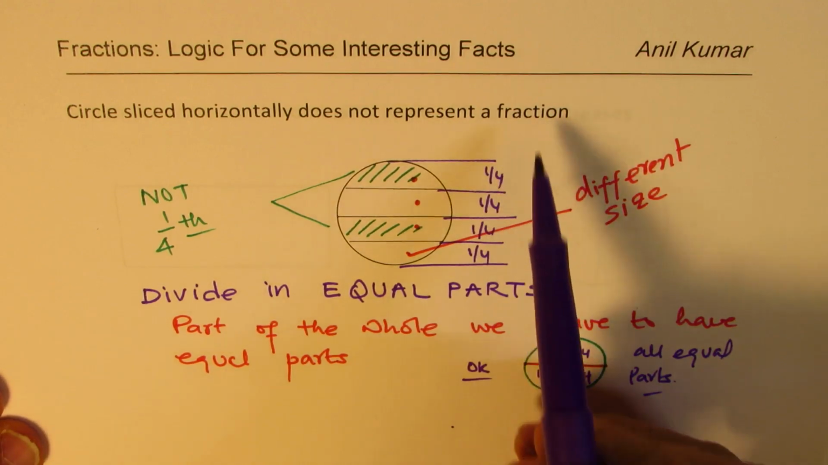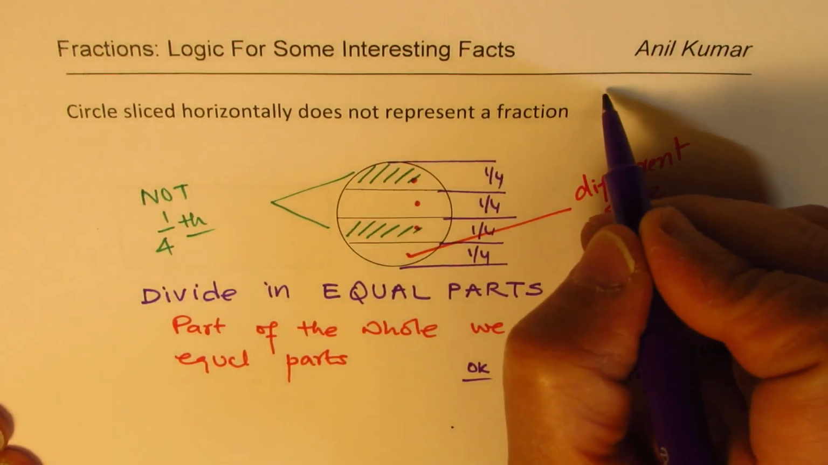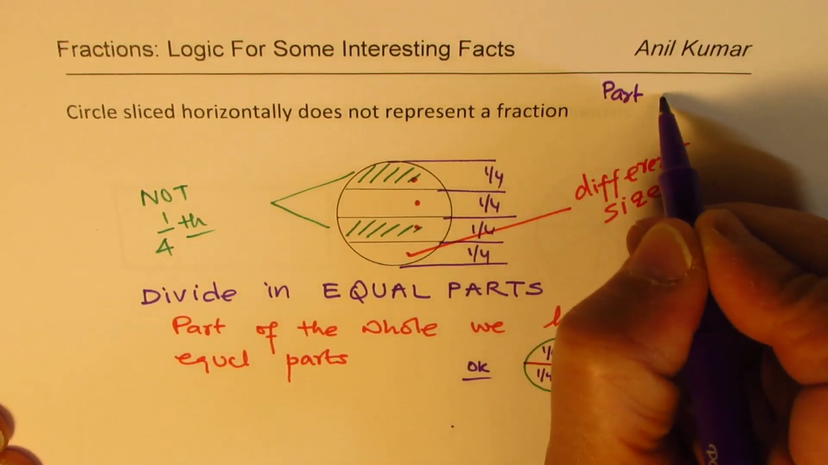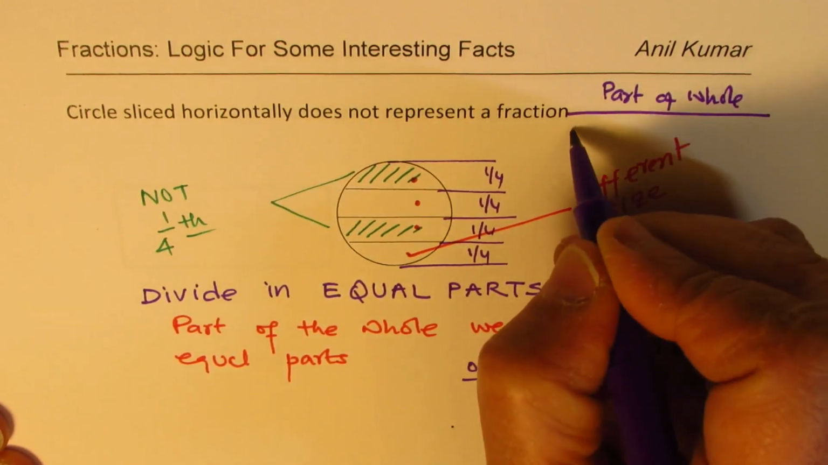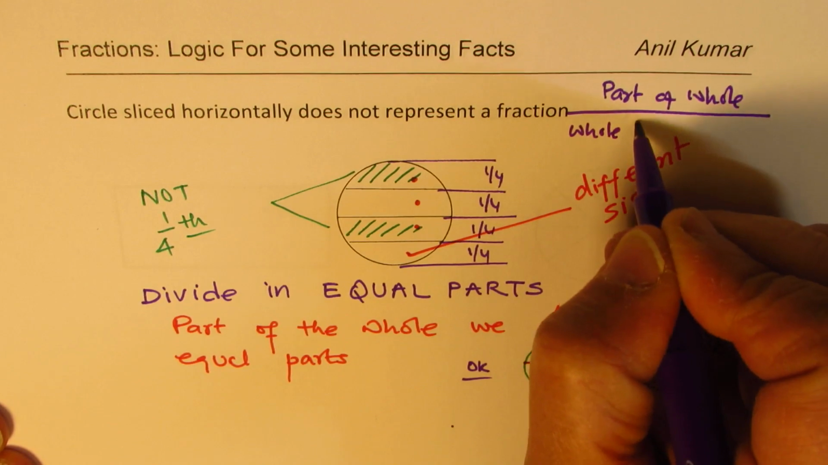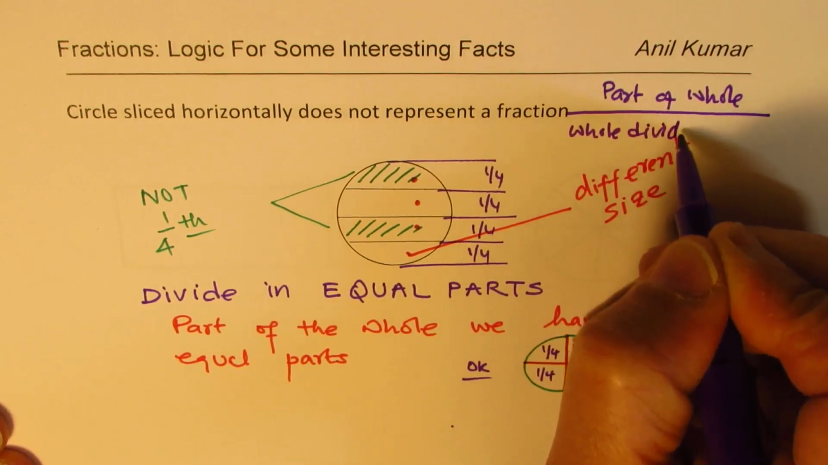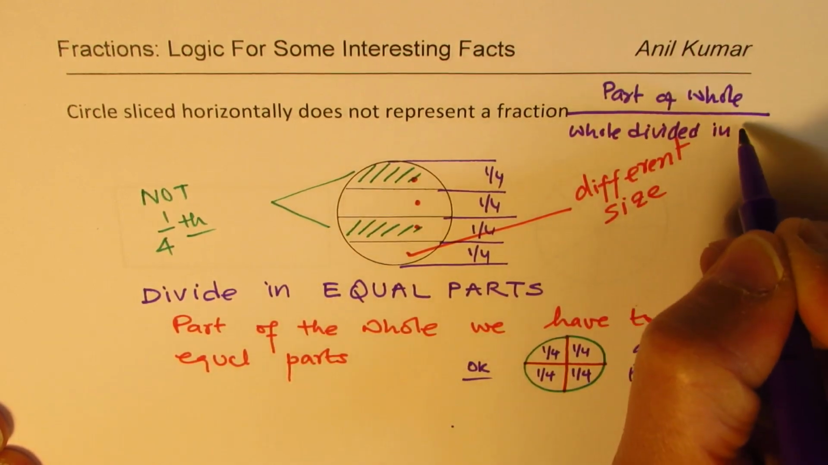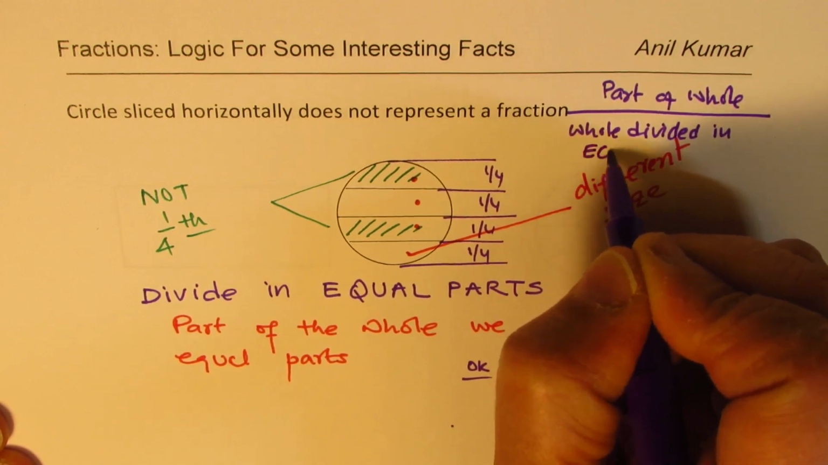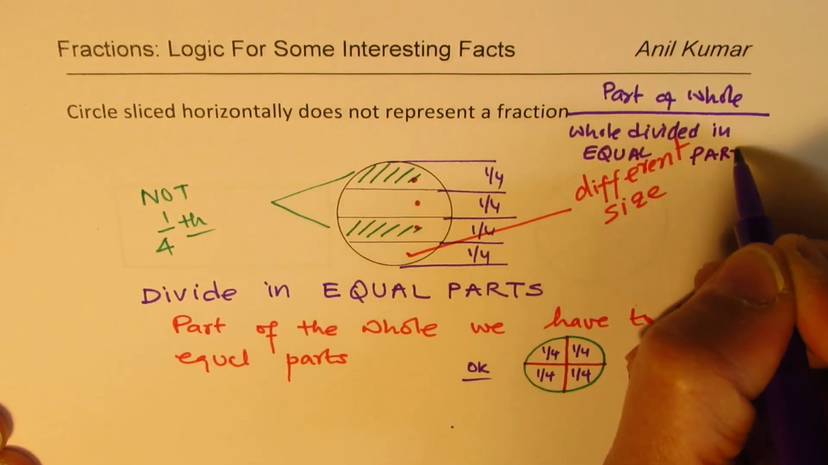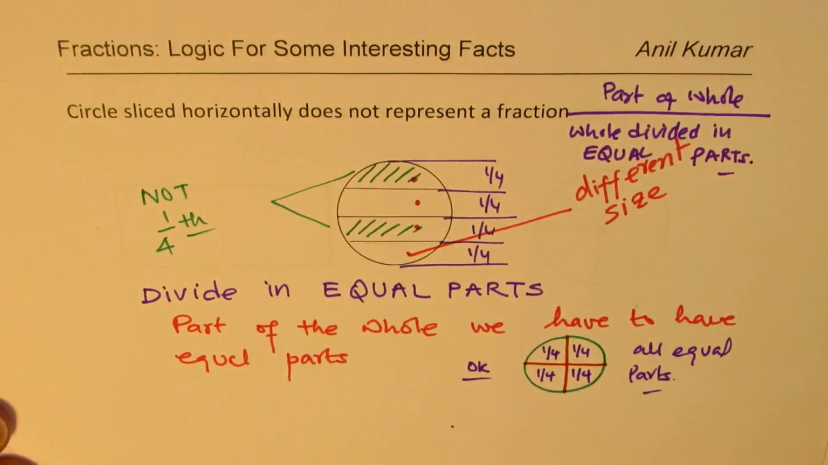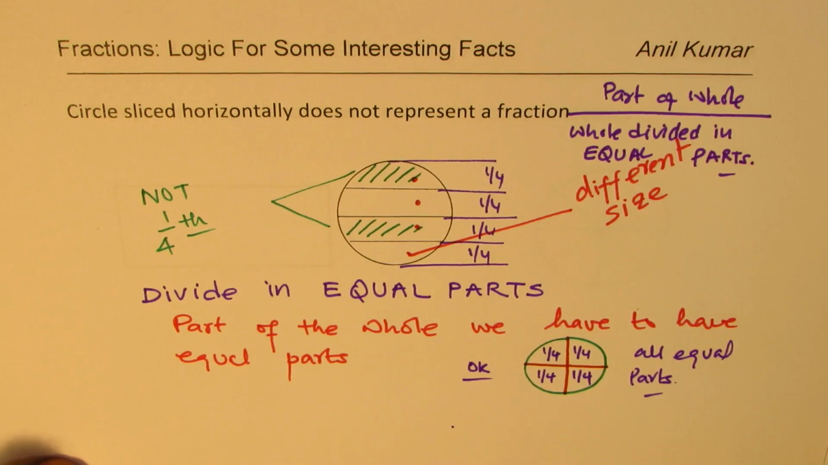Whenever we talk about fractions, it is part of a whole, and the whole is divided in equal parts. Is that clear? Correct? Only then it is a fraction, otherwise that slice does not represent a fraction of the whole.